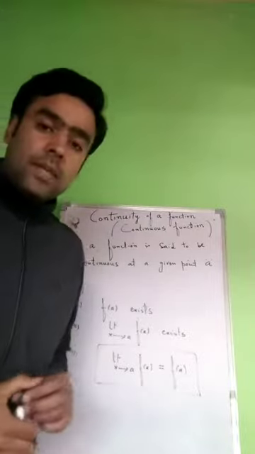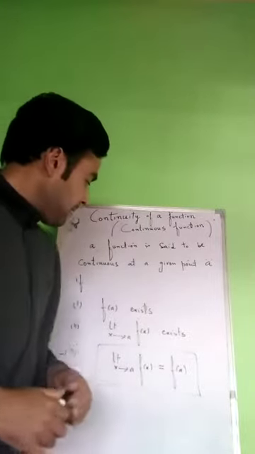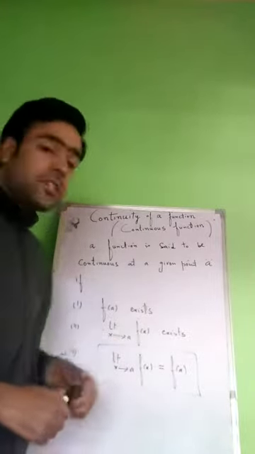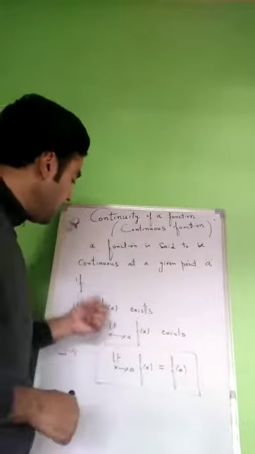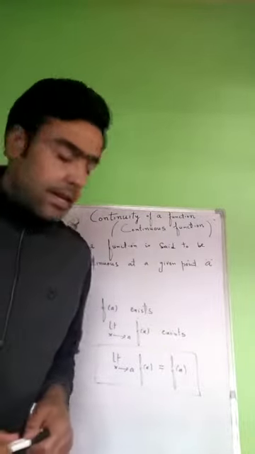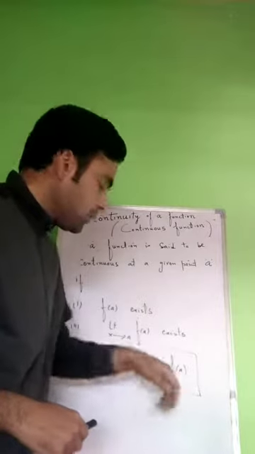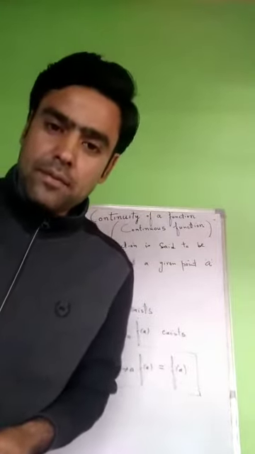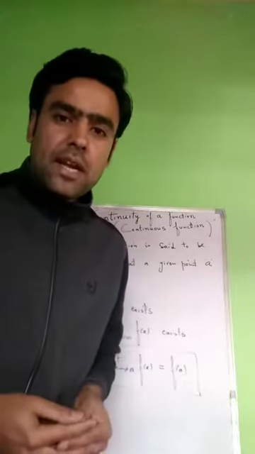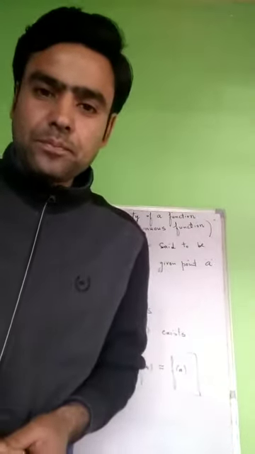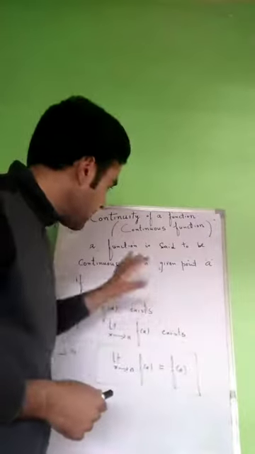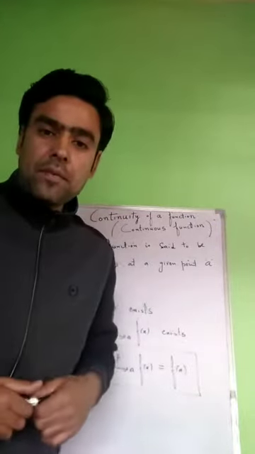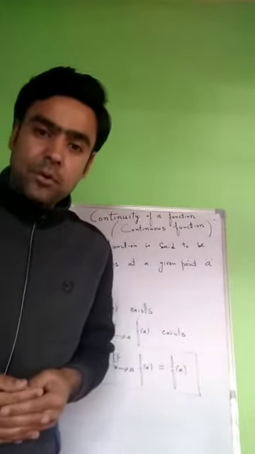Now, if both the value of the function and the limiting value exist and they are equal to each other, then we can say that the function is continuous at that point. So that is the definition of continuity of a function at a given point.